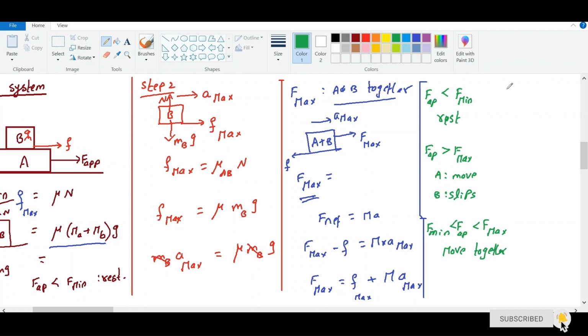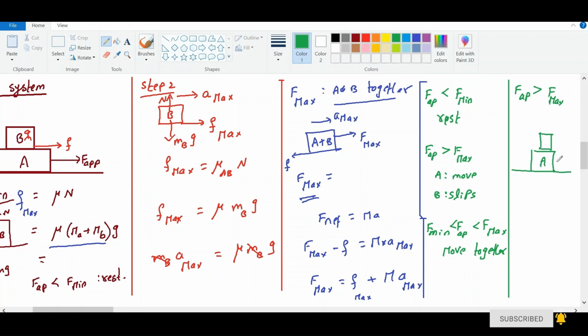Both will move together. Now, this is the case we missed. If F applied becomes greater than F max, then how will the situation become? Now the situation becomes: A is moving, B is slipping.